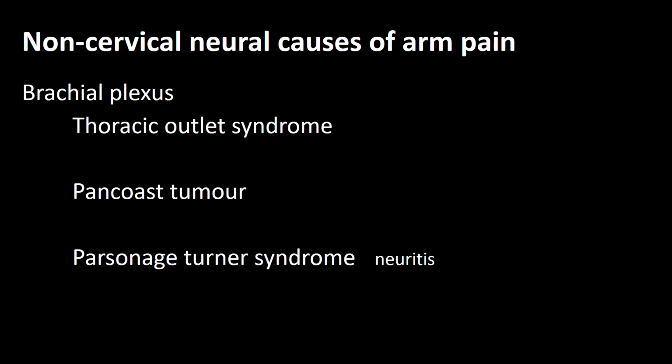In addition, viral conditions such as Parsonage-Turner syndrome can also cause a brachial plexus neuritis with a variety of pain and motor fallout.